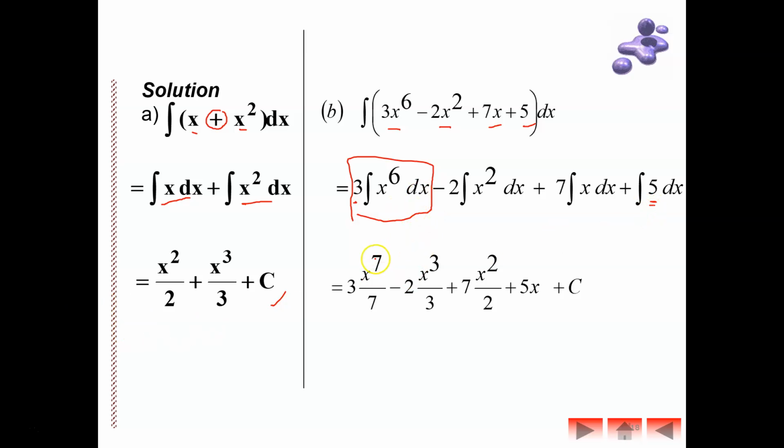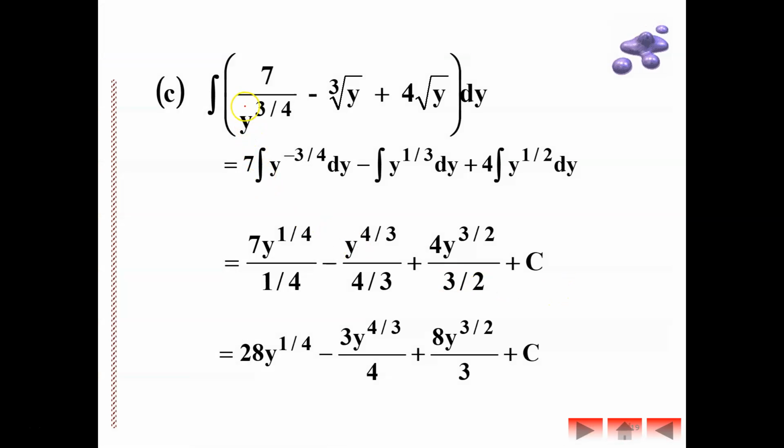Okay, now let's see how we solve the integration. 3 remains 3, so x to the power of 6 becomes x to the power of 7 divided by 7. Then minus 2 remains 2. Integrate x squared, you get x cubed over 3, plus 7, this one 7 remains 7. Integrate x, you get x squared over 2, plus integrate 5. Again, when you integrate a constant, you will have 5x plus c. Okay.